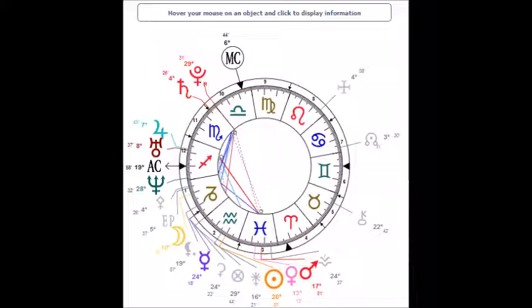Steve Martin's natal chart. According to the chart, and I don't really like to go by it because you never know if they're telling you the truth, he was born on August 14, 1945 at 5:54 a.m. But I'm going to tell you right now that it probably was 5:55 a.m.